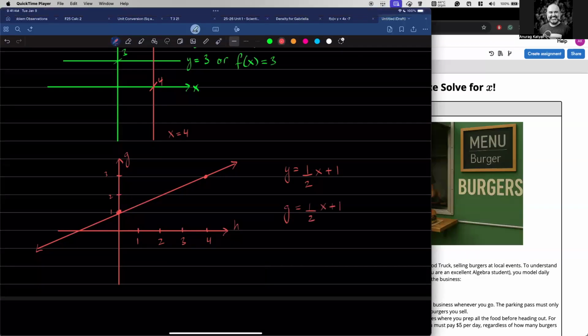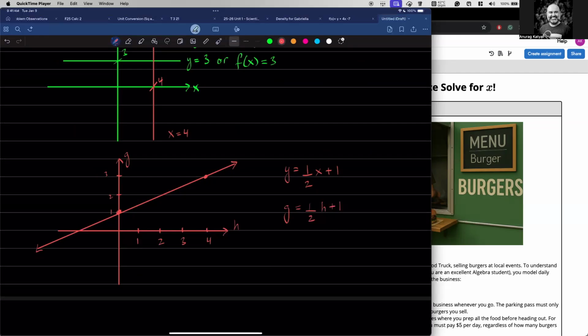Would we agree that this is something we've done before? I've asked you to come up with equations of lines with specific variables for independent and dependent variables. Yes, no, maybe so.